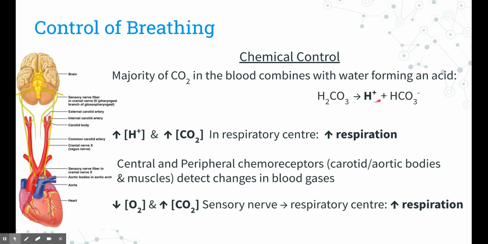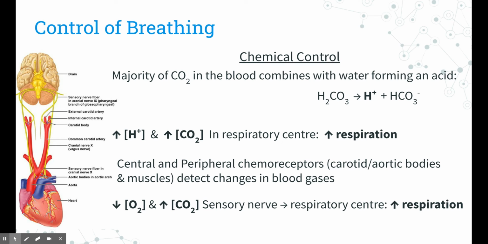That H+ ion, which causes a slightly acidic environment, sends a signal to the respiratory center. A high concentration of hydrogen ions, or simply high carbon dioxide in the respiratory centers of the brain, will increase the rate of respiration. But it doesn't take a change in gas around the brain to be the only thing that controls respiration. There are also chemoreceptors in both the central and peripheral systems that detect blood gases.